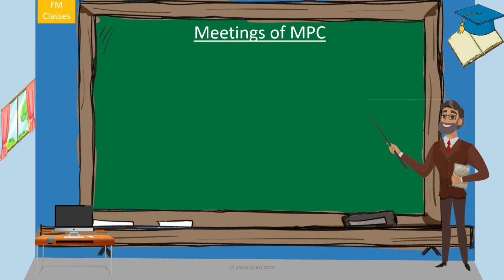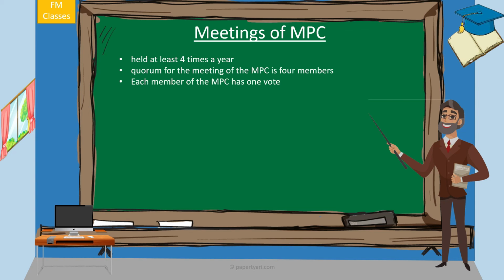So moving on to the meetings of MPC. The meeting of MPC should happen at least 4 times a year. Generally, you see these meetings happen every 2 months. The quorum of the MPC meeting is 4 members, that is, at least 4 members should be present. Then only the meeting can be conducted. Each member of MPC has one vote. Voting means, in the event of contradiction on any topic or any decision, MPC members can cast their vote to arrive at a decision. In the event of equality of votes, the Governor has a second or casting vote.